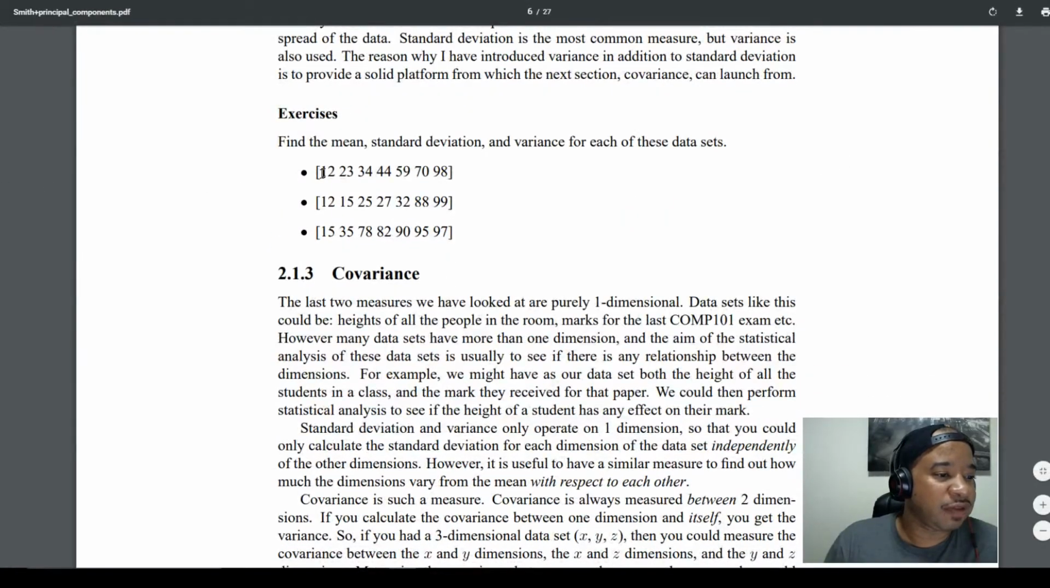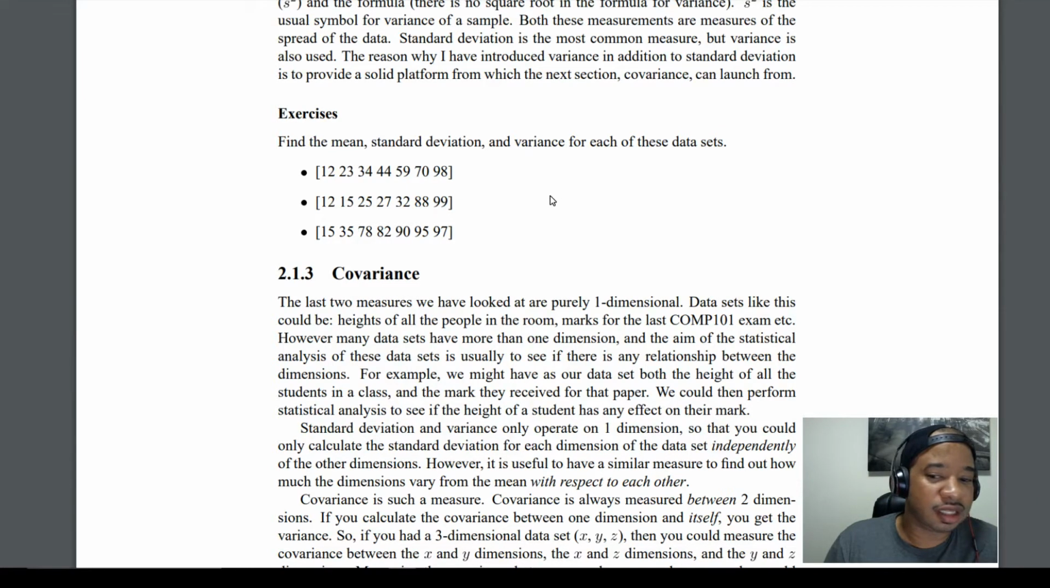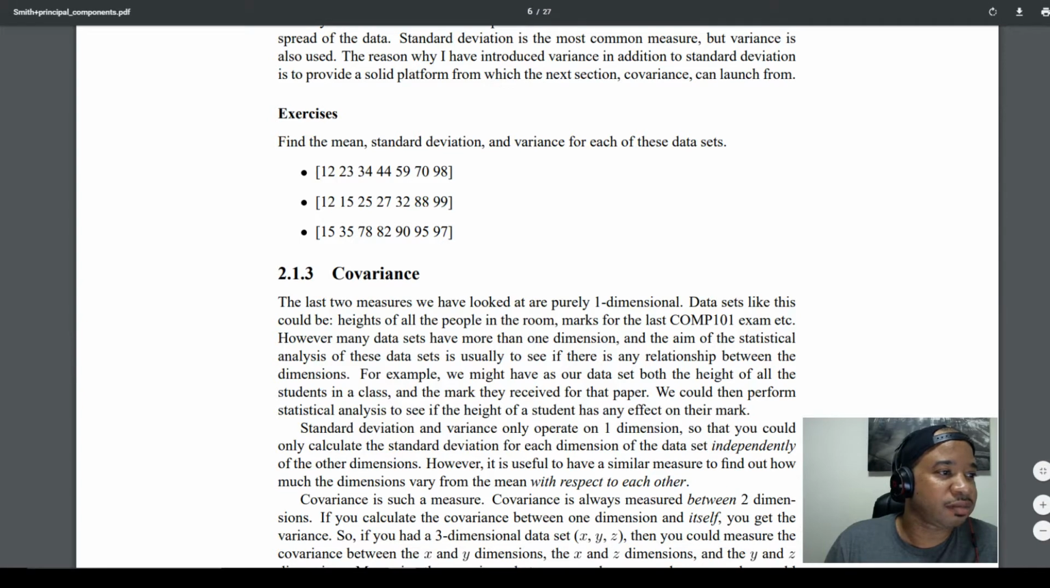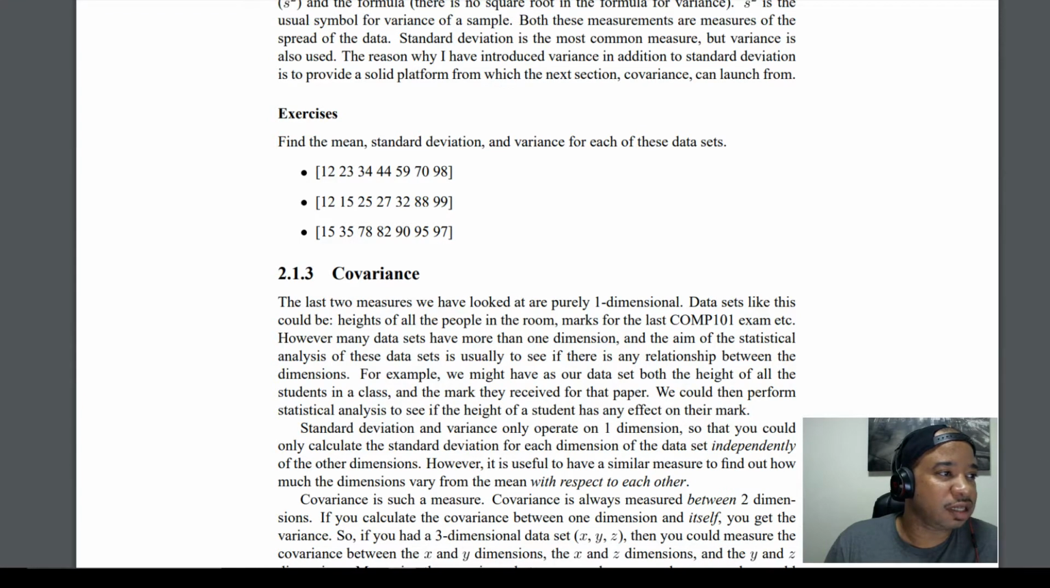And so we have three data sets. It says find the mean, the standard deviation, and the variance for each. And obviously they probably want you to do this by hand. If you do have technology, by all means, use technology. I think I have technology here. I'm going to try, see if I can.